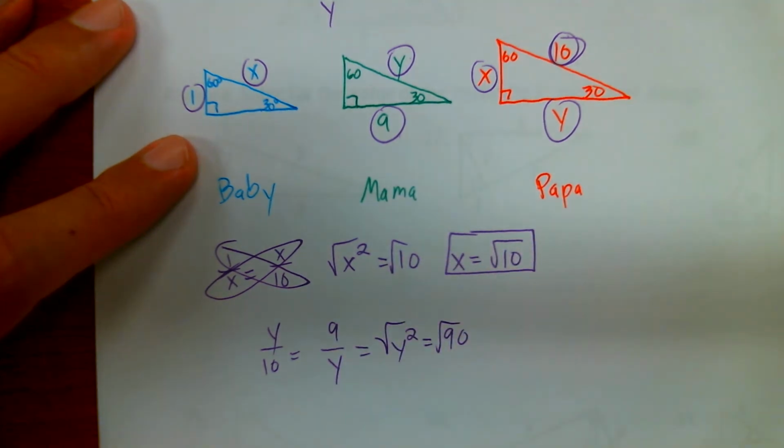Now the square root of 90 I can break down, because on the test you guys are going to have to simplify your radicals. You can't just type in a decimal. It's just one of these things in math. It's one of our standards. We just have to know how to do it.